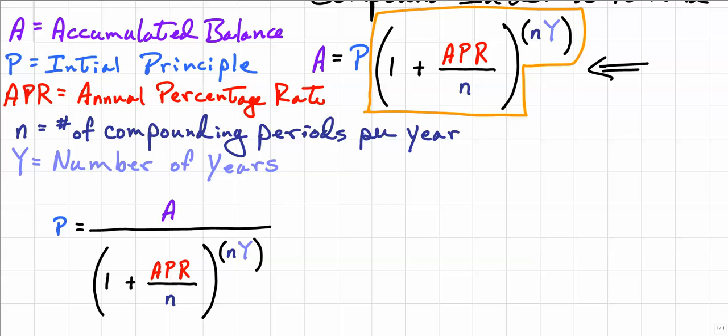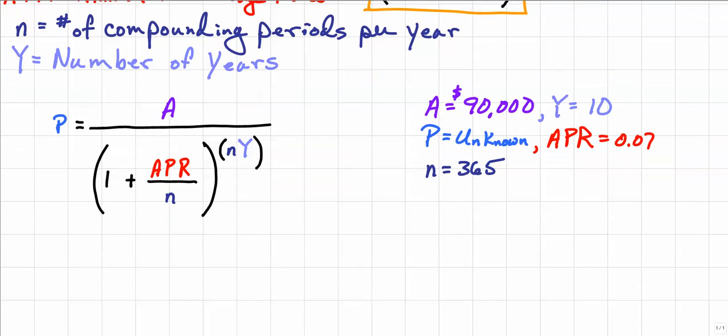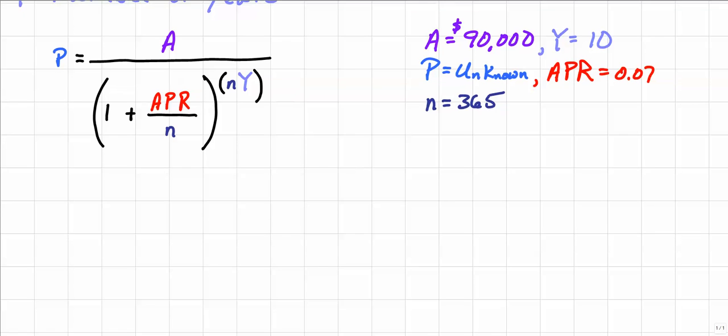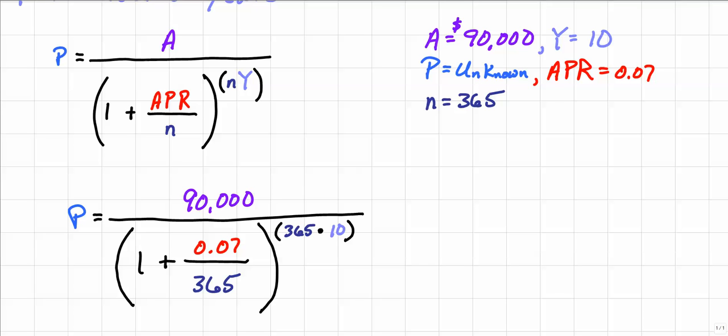And now we are simply going to plug our values into this equation and then calculate. Remember that the following values are what we're going to use. A is equal to 90,000, Y is 10, P is unknown, APR is 0.07, and N is 365. So once we input these values into the formula, this is what we'll end up with. We have 90,000 over the quantity 1 plus 0.07 divided by 365 raised to the 365 times 10 power.